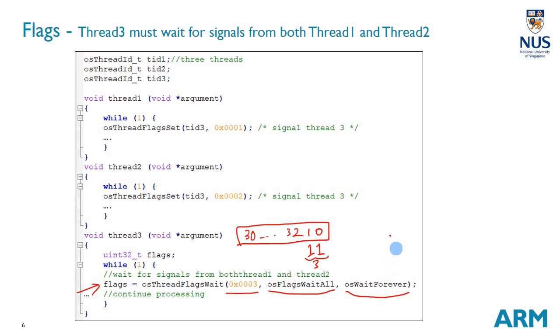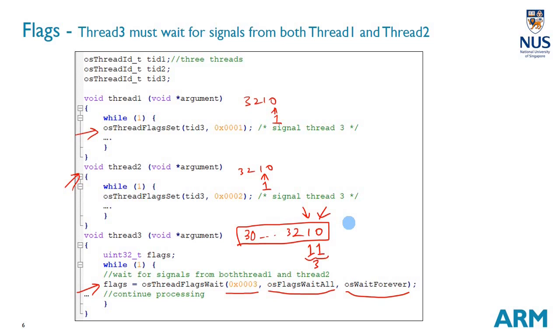So eventually, when thread 1 runs, I will set the bit 0 flag. And when thread 2 gets a chance to run, I will set the bit 1 flag. If I look at the bits 3210, this is this bit over here, and this is bit 1, this bit over here, correct? So what is going to happen is thread 1 must set the bit 0 flag, thread 2 must set the bit 1 flag, and thread 3 is waiting for both these flags to be set.